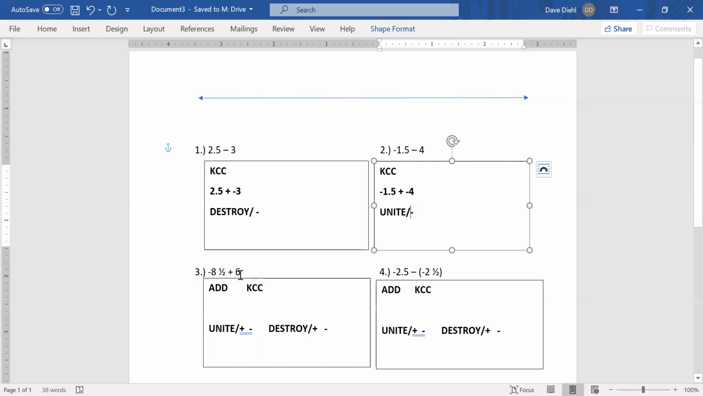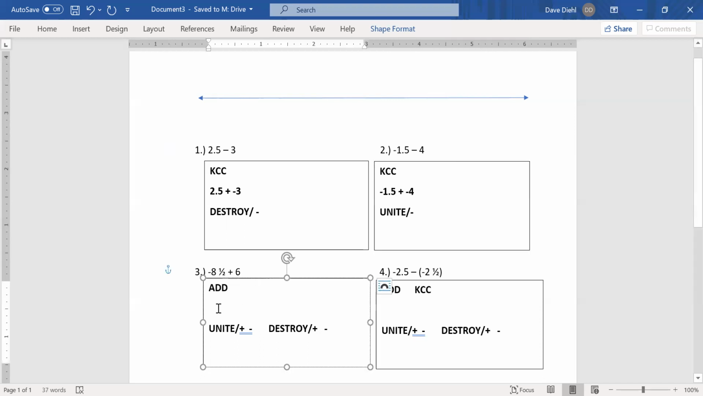Now down here we have a fraction, but again, the rules stay the same. Would this be addition or KCC? This would be addition because it's an addition sign, and I would just rewrite it the same. Negative 8 and 1/2 plus 6 stays the same. Is this a unite or destroy problem? Correct. It is destroy because the signs are different. Would the sign in the answer be positive or negative? It would be a negative answer because negative 8.5 has a slightly higher absolute value than 6.